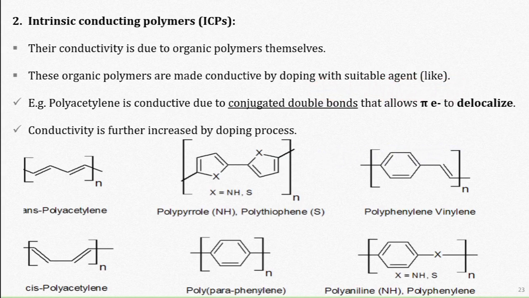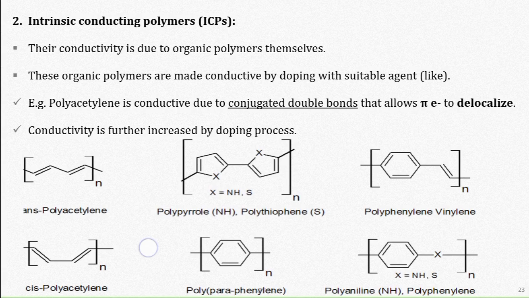Okay, means conducting polymers can either have their conducting property inherently. If the conductivity is very low, we can add some doping agents to enhance this conducting property. So for example, polyacetylene is conductive due to conjugated double bonds that allow pi electrons to delocalize. Okay, so polyacetylene has double bonds, that is pi bonds. So these delocalized pi electrons can have conducting properties, but if that conducting property has to be tailored, we can add some doping agents for the enhancement of this property.